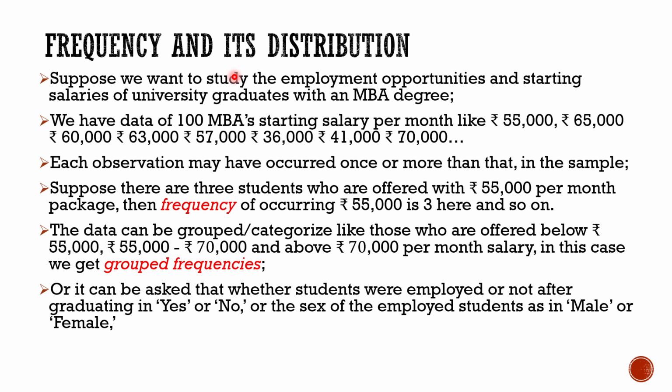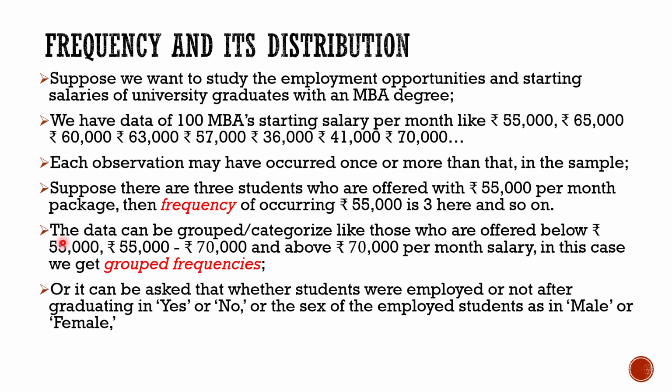We'll be having a simple example here. Suppose we want to study the employment opportunities and the starting salaries of university graduates with an MBA degree, and we have data on 100 MBAs' starting salary per month, like 55,000, 65,000, 60,000, 63,000, and so on. Each observation may have occurred once or more than that in this particular sample. So suppose there are 3 students who were offered a package of rupees 55,000 per month, then the frequency of occurring 55,000 is 3 here, and so on. So this is what frequency is.